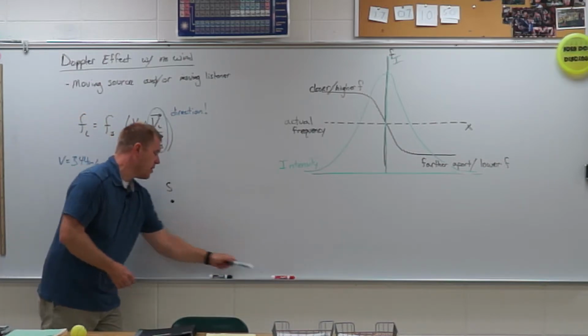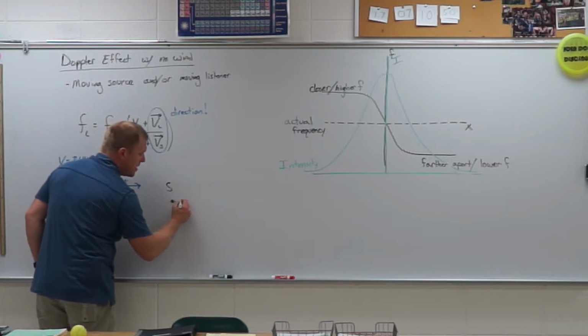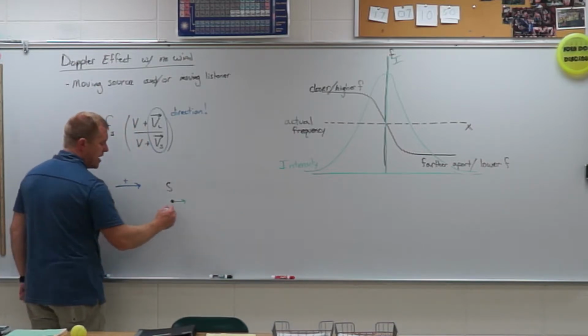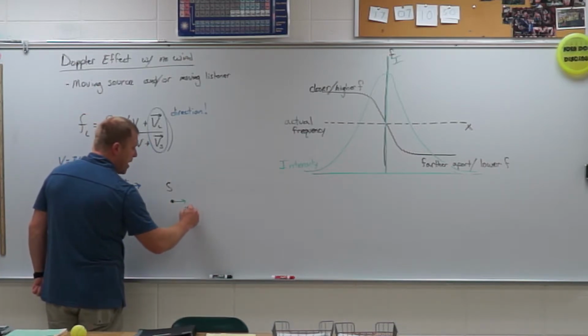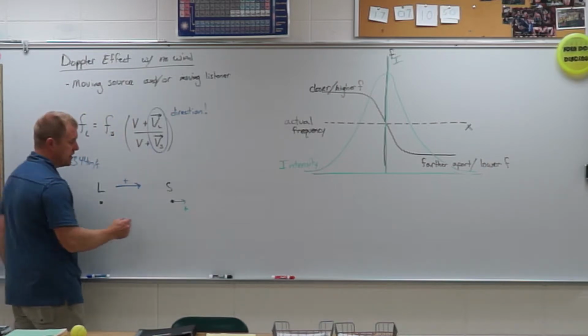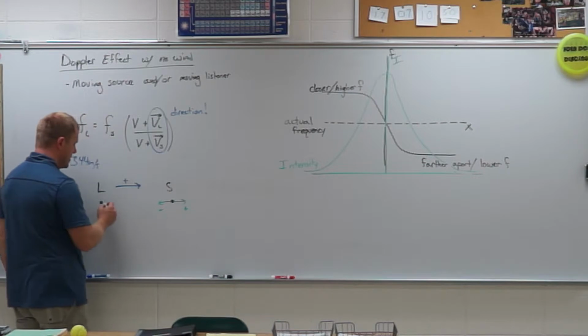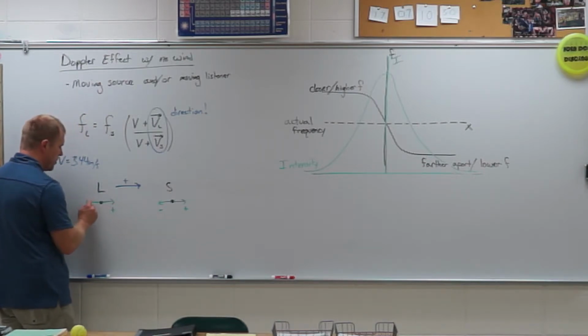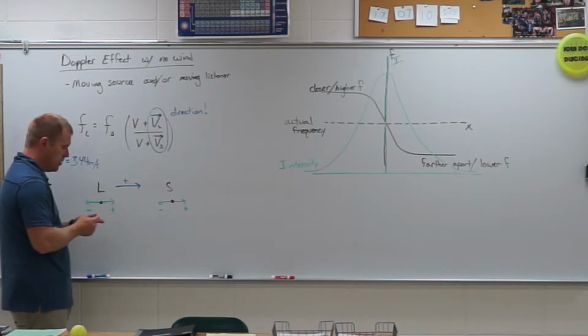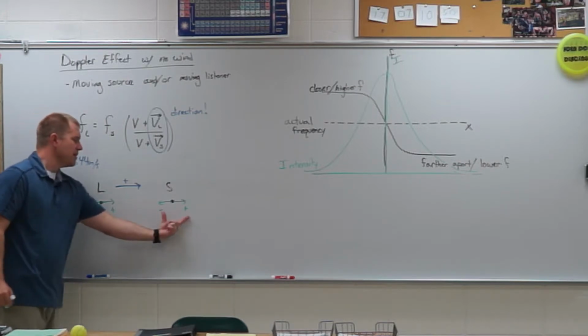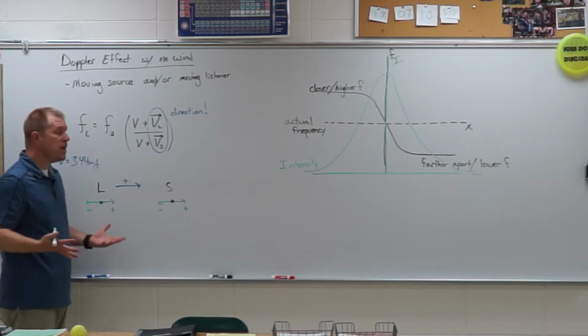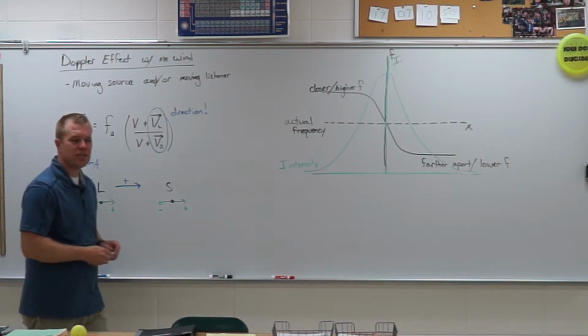Now we can say, if the source is moving away from the listener, it will have a positive velocity. If the source is moving toward the listener, it will have a negative velocity. If the listener is moving toward the source, it will have a positive velocity. If the listener is moving away, it will have a negative velocity. We can use this convention to figure out what frequency the listener is going to hear.